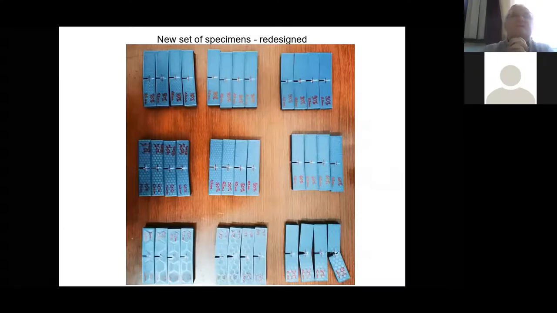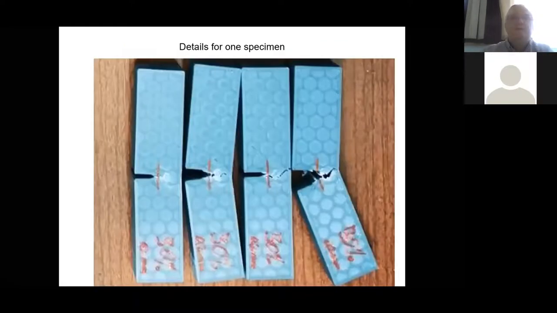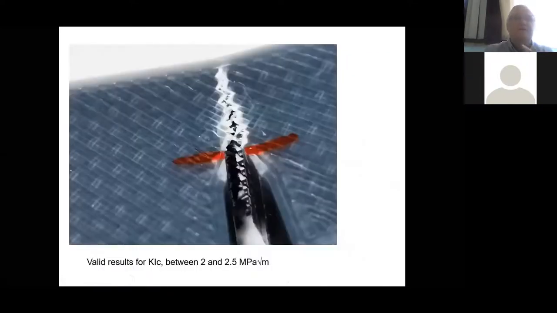Once we found that out, we made a new set of specimens. You can see them here after being tested, and you can see at once that they look good in the sense that a crack really propagated as it should. So even more enlarged here, you can see that the crack goes more or less as it should be, certainly providing valid results, which are mentioned here. This is an enlarged view of one of the specimens, and these valid results were between 2 and 2.5 megapascal square root meter.